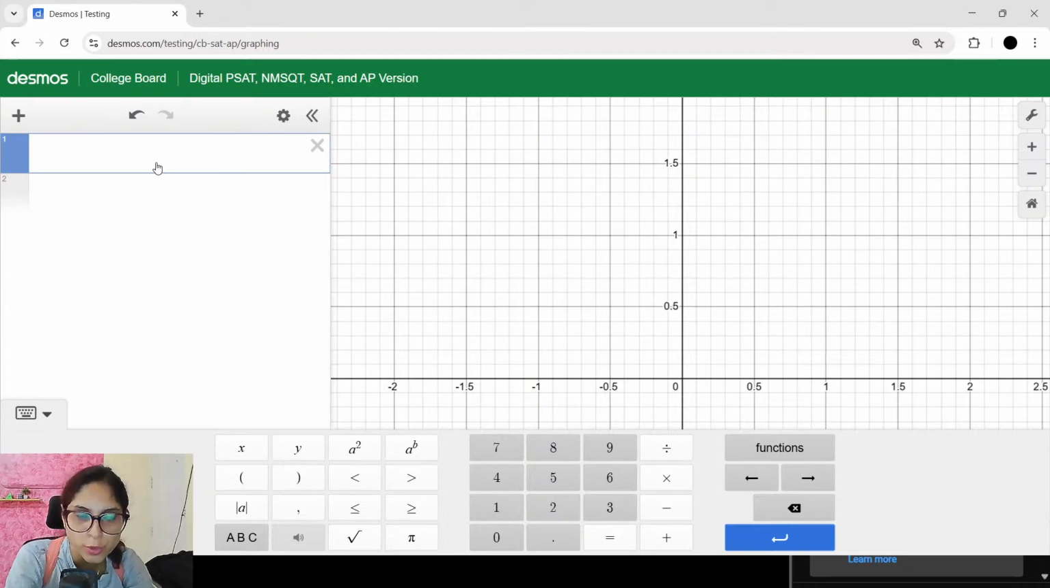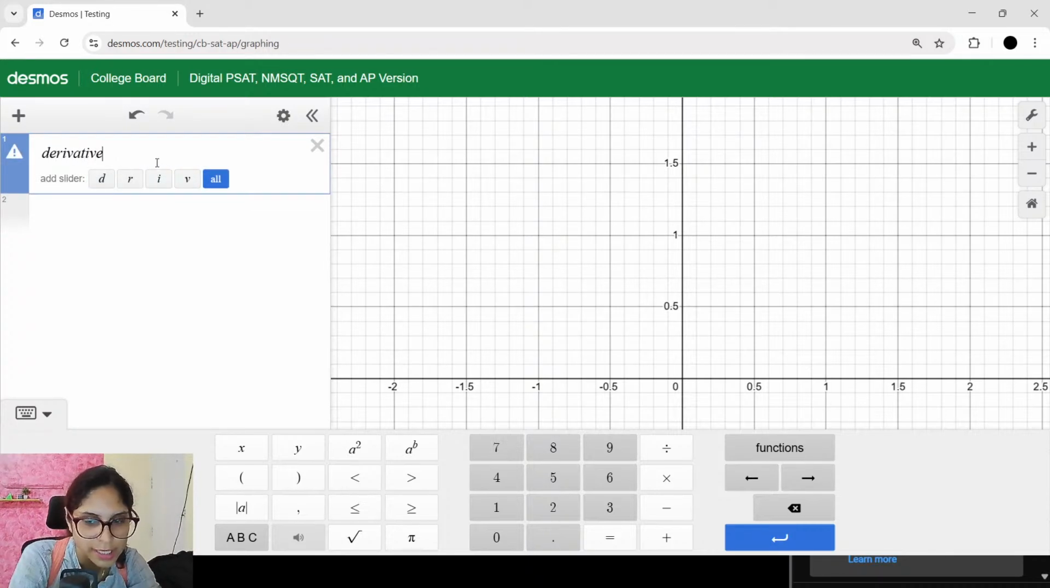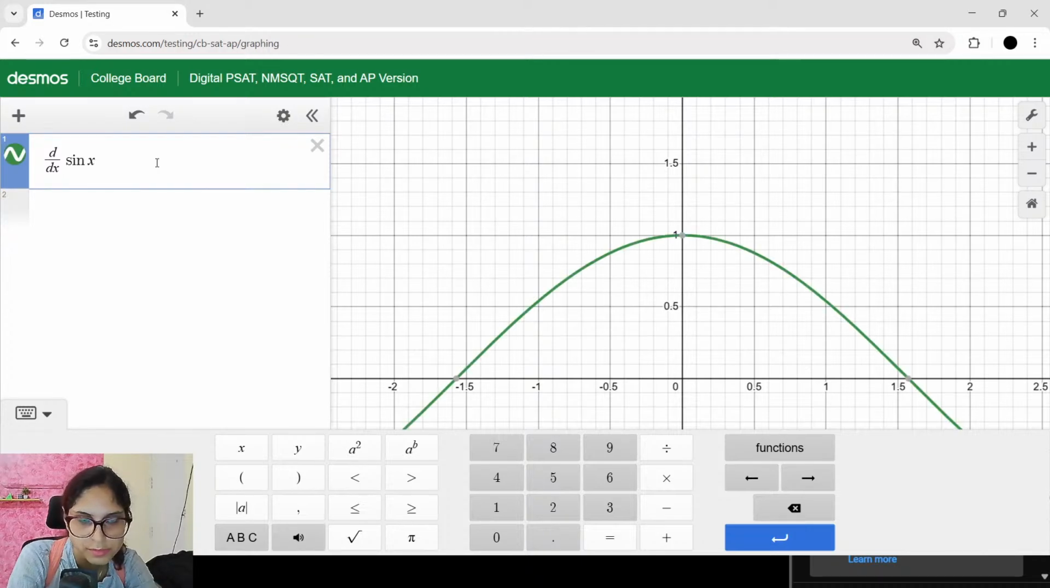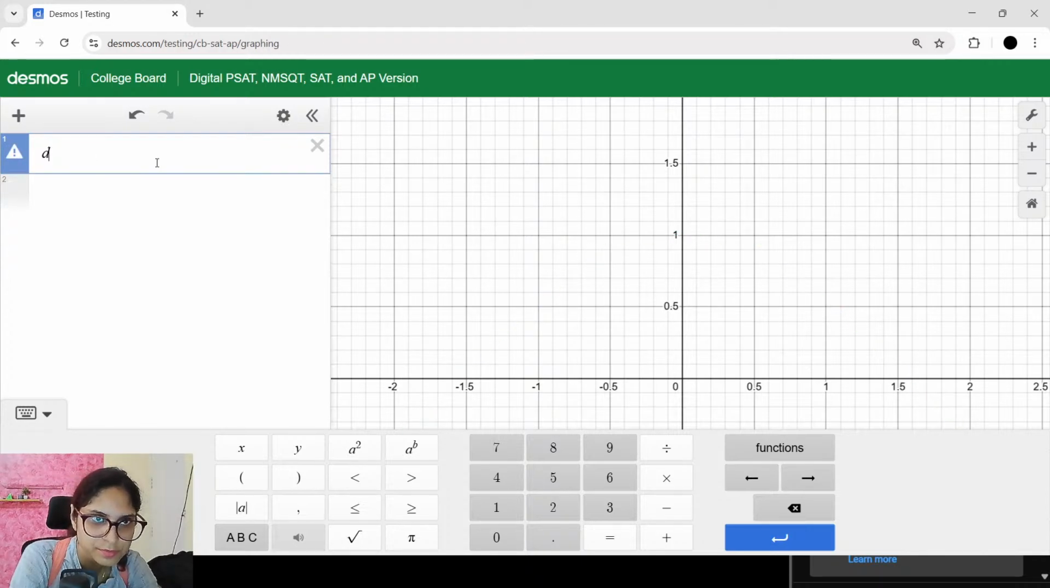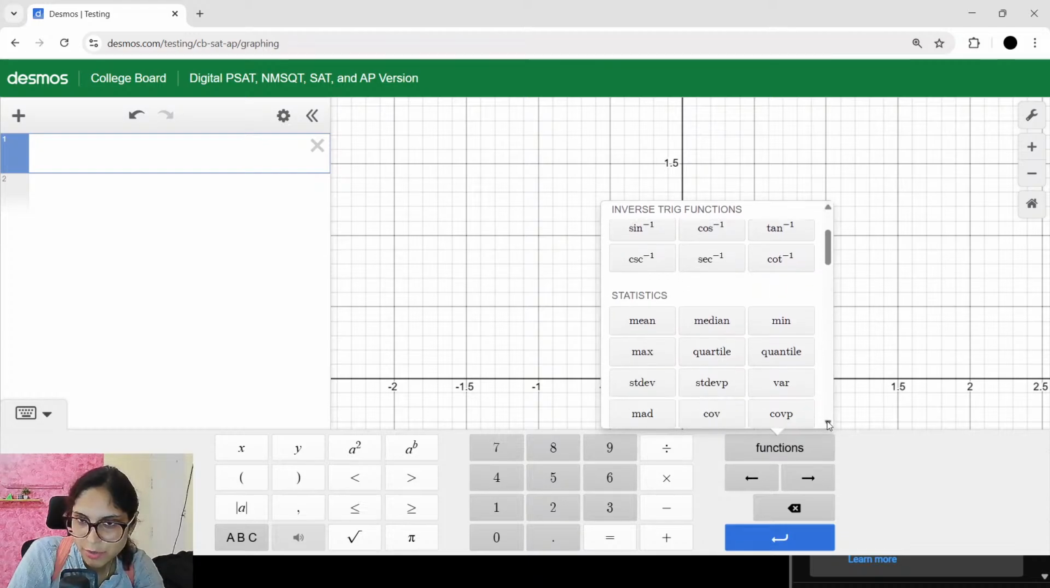And what if you do not want to go to functions? You can just write int for integral. Okay? Derivative writing doesn't make any sense, so you can just write d over dx. I think it will make sense. All right? Yeah, so that is how you can do integration.